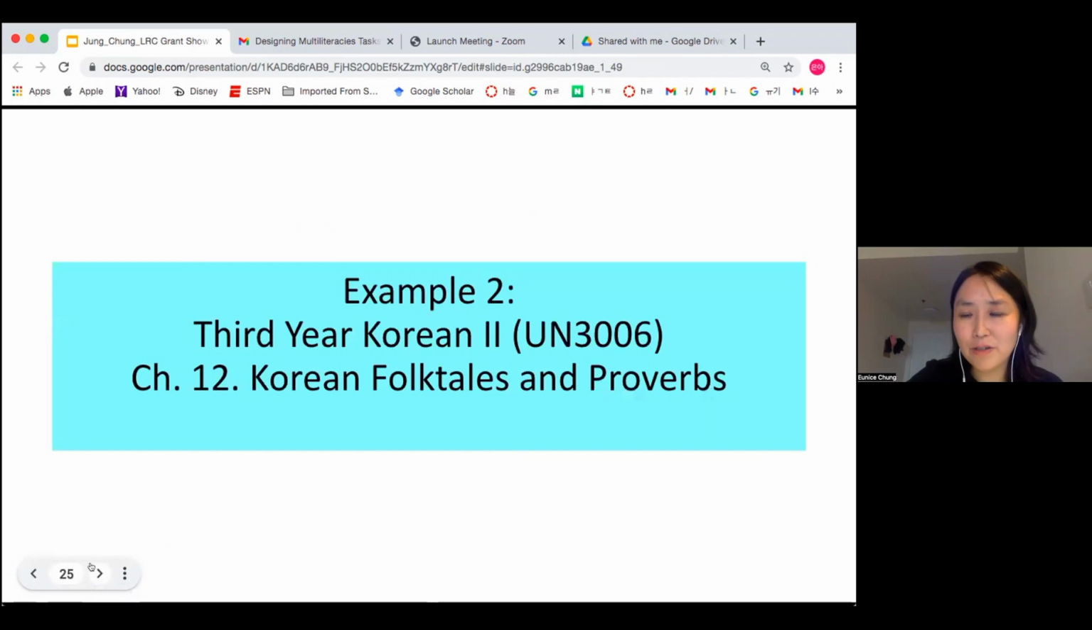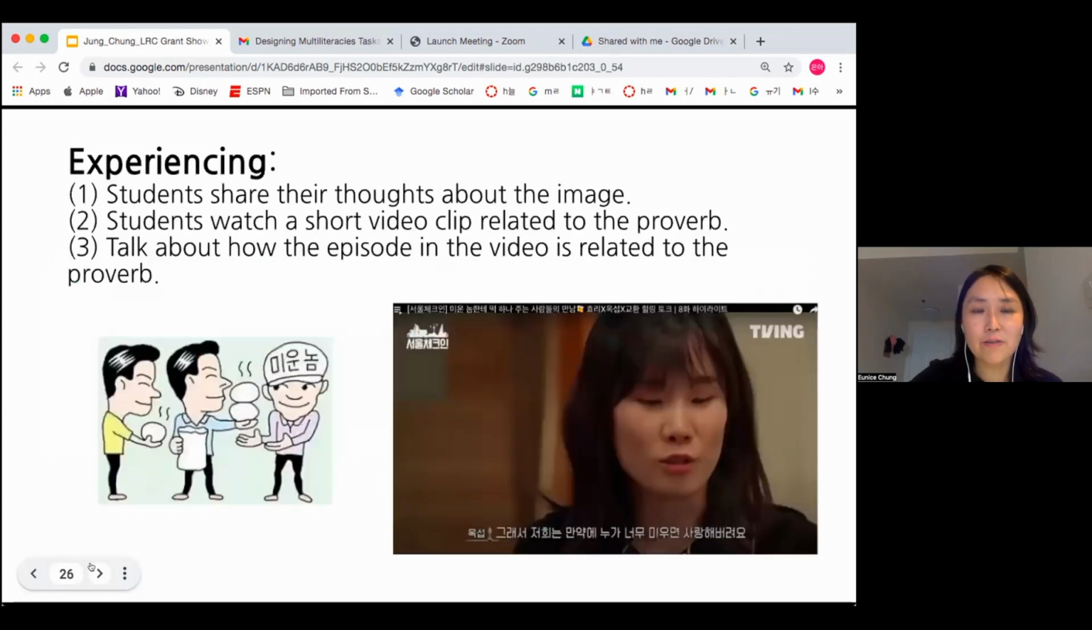Okay. And so I will show you another example that I implemented in the third year Korean 2 spring semester. The chapter was Korean folktales and proverbs. So in the experiencing phase, I just show students this image and they try to figure out the underlying message of this proverb, which literally translates to give one more rice cake to the one you hate. And students share their thoughts about the image.